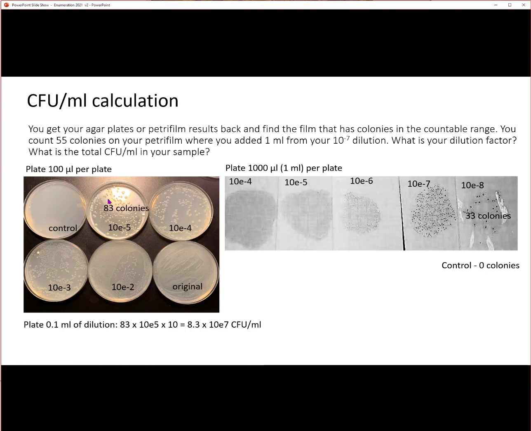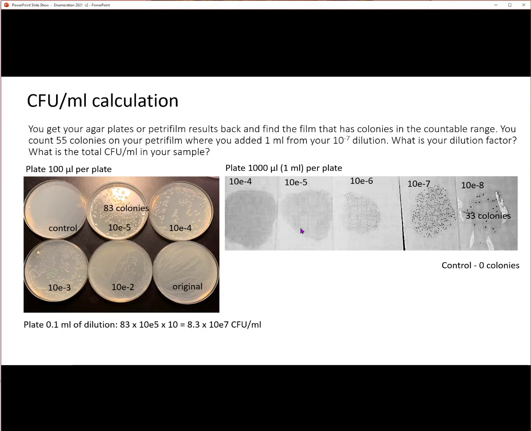So for example, in this case, if you have 83 colonies on your 10 to the minus 5th dilution and you only plated 100 microliters per plate, you calculate 83 times 10 to the 5th times 10, because your concentration was per 100 microliters, and your total concentration of the contaminated orange juice would be 8.3 times 10 to the 7th CFU per ml.